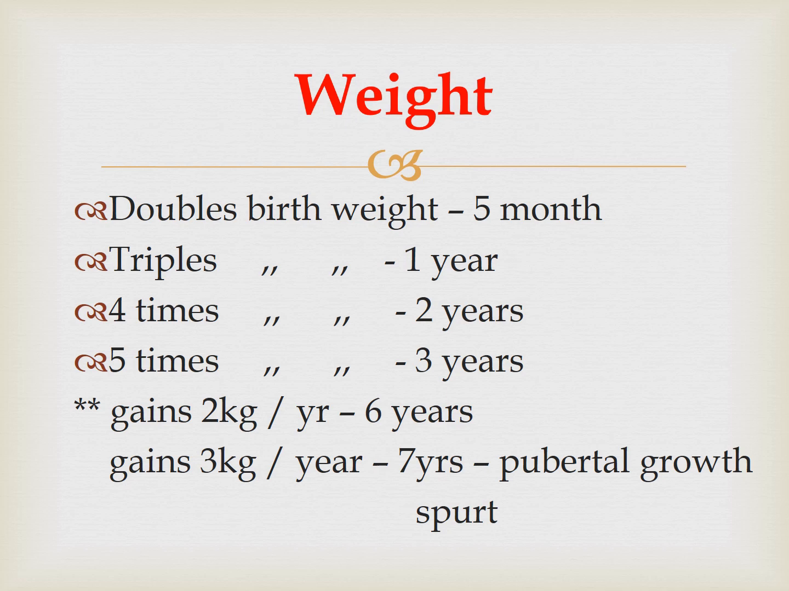After that, after 7 years till puberty, the gain of weight is 3 kg per year. So a 7-year-old child should be weighing 7 into 3, 21 kg. Suppose the child is 10 years, then 10 into 3, 30 kg. So that way, gain of weight is 3 kg per year.